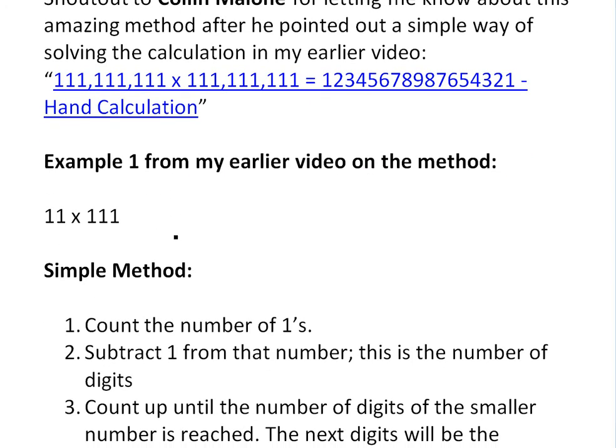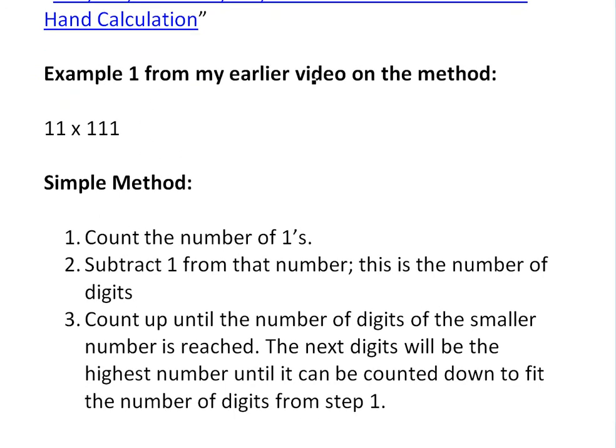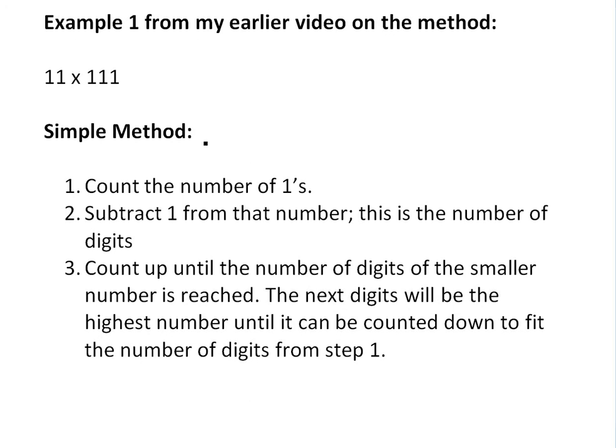Before I get to the proof, I just want to recap this method from example 1 of my earlier video, which you can also see in the video link below. If we have 11111 times 111, once again we're only dealing with ones. The simple method is we count the number of ones. In this case, there are 5, and then we subtract 1 from that number. This is the number of digits in our answer. This equals 4, so the answer is going to have 4 digits.